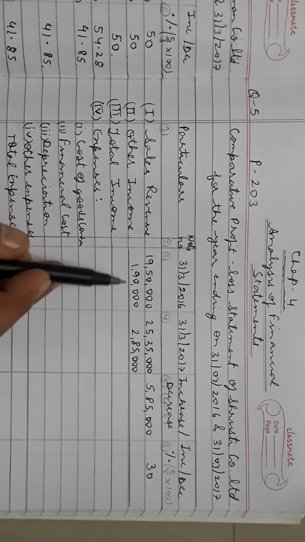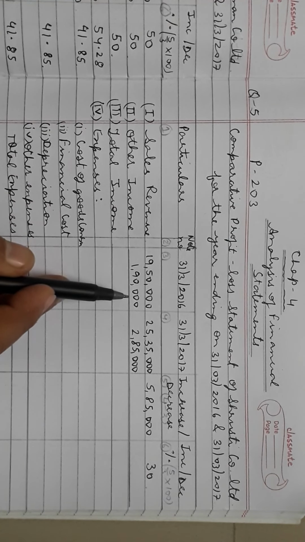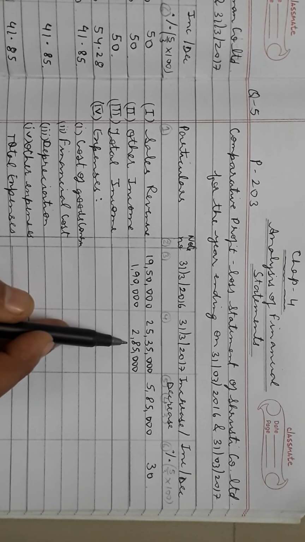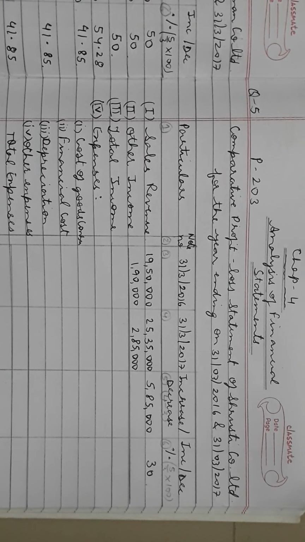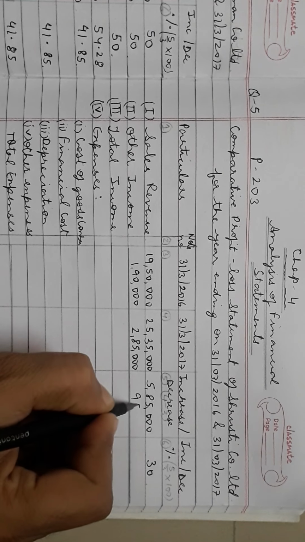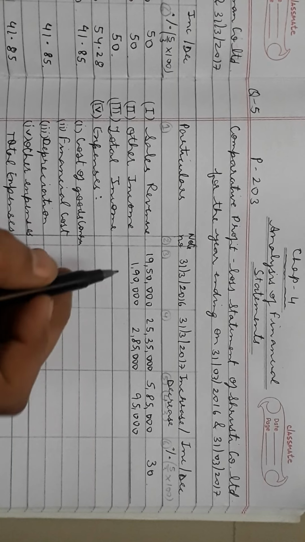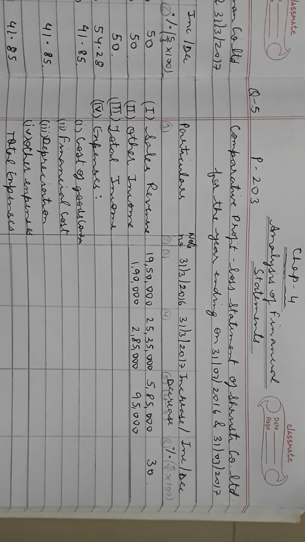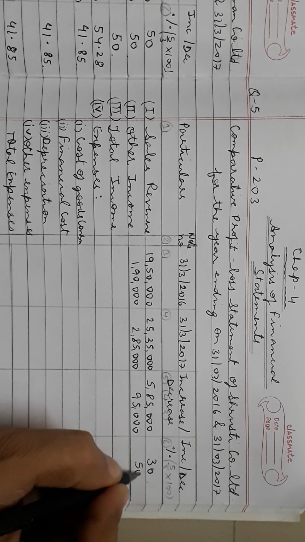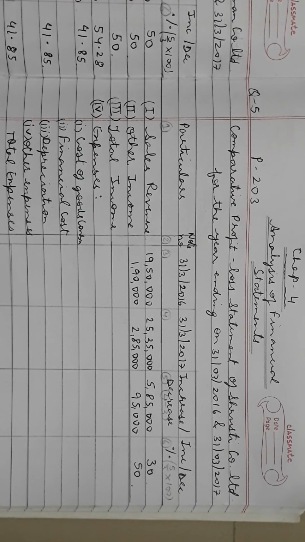Other income is given for 2016 1,90,000. For 2017 it is 2,85,000. So deducting 1,90,000 from 2,85,000, we have got 95,000. Percentage, 95,000 divided by 1,90,000. So again it is 50%.